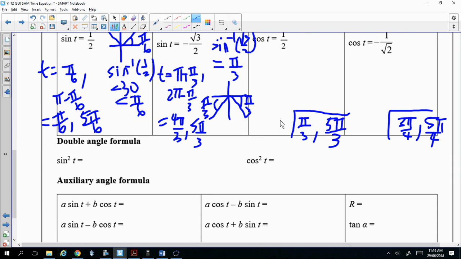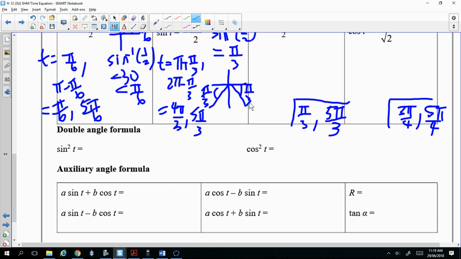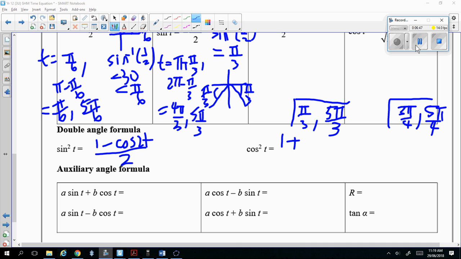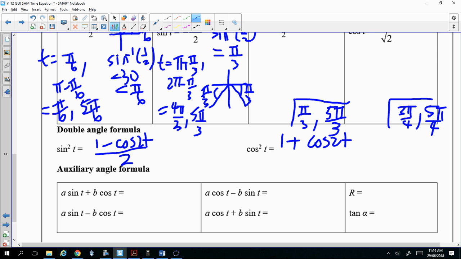Next, we have to review some of the formulas you learned in extension 1, the double angle formula. Hopefully you remember, this is 1 minus cos 2t on 2, and this is 1 plus cos 2t on 2. So basically, you double this angle. Notice I deliberately write not in terms of theta but in terms of t, because now everything is time.